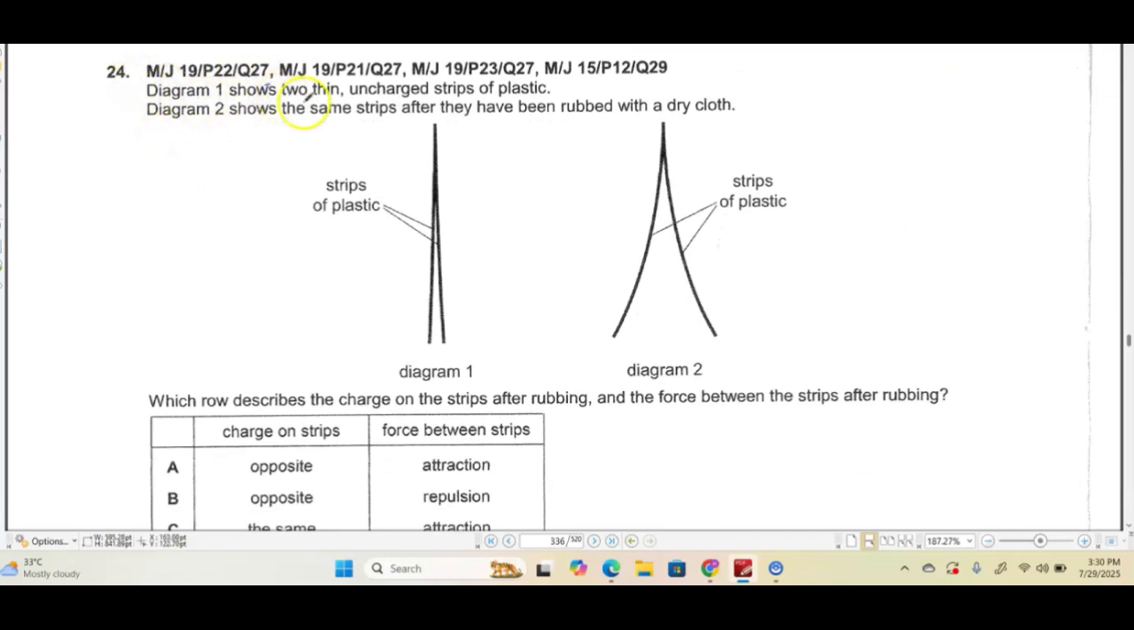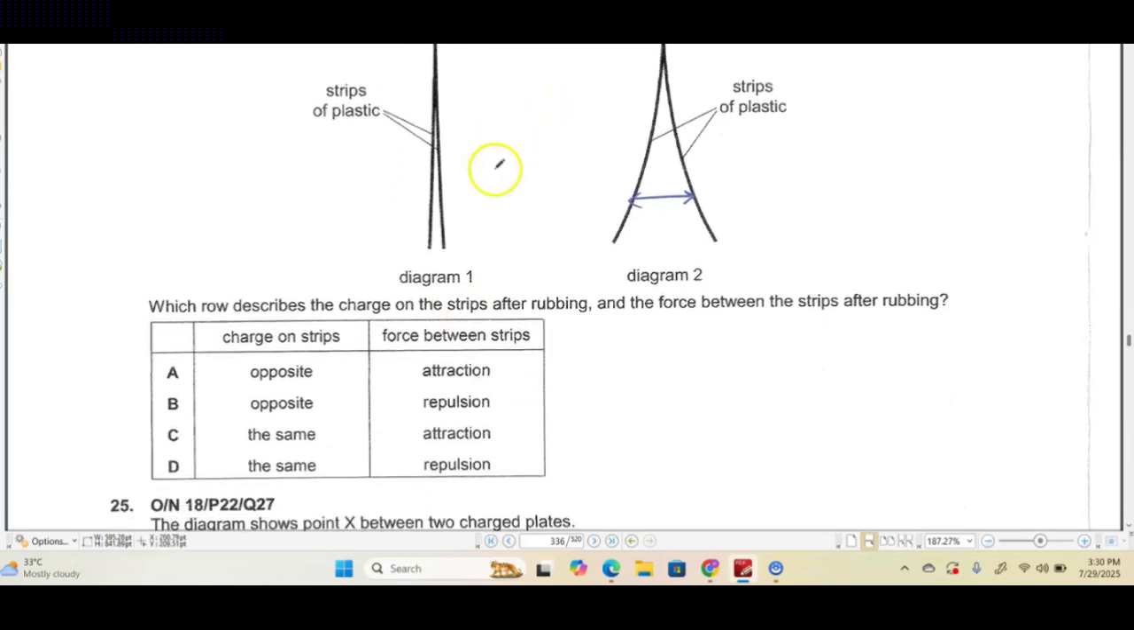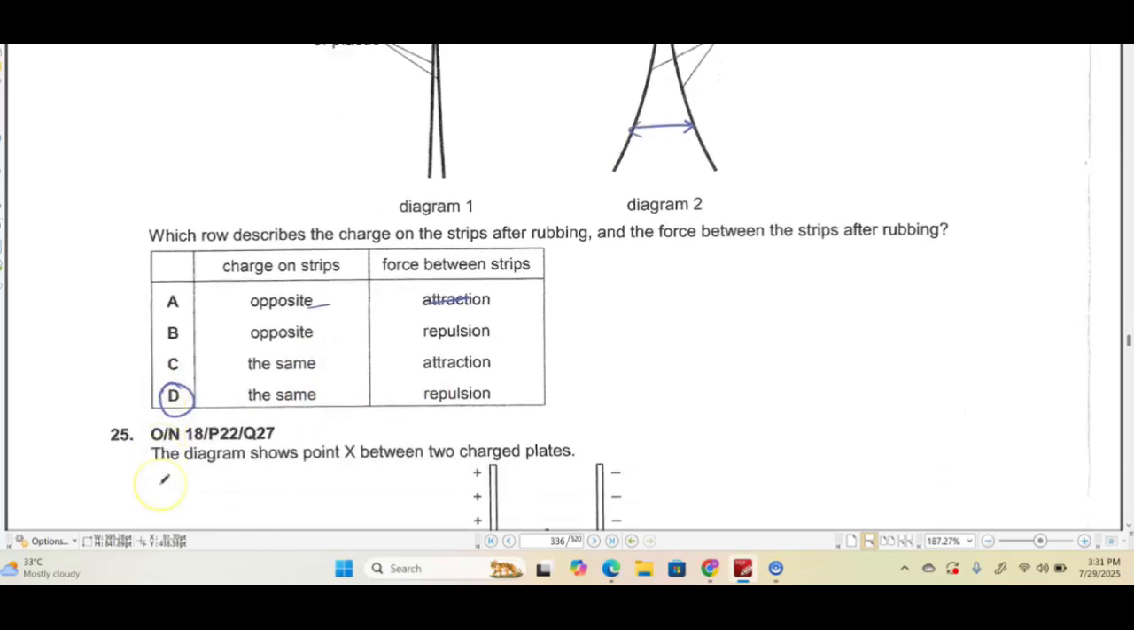24. Diagram 1 shows two thin uncharged strips of plastic. Okay. Diagram 2 shows the same strips after they have been rubbed with a dry cloth. Yani the distance between them has increased so much they must be repelling each other. Okay. Which row describes the charge on the strips after rubbing and the force between the strips after rubbing? The force would be repulsion and the charge would be the same. Okay. The charge is opposite and attraction, no repulsion. Opposite attraction. The charge is going to be the same, obviously that's why it is causing repulsion. The same and repulsion. So D is our correct option.